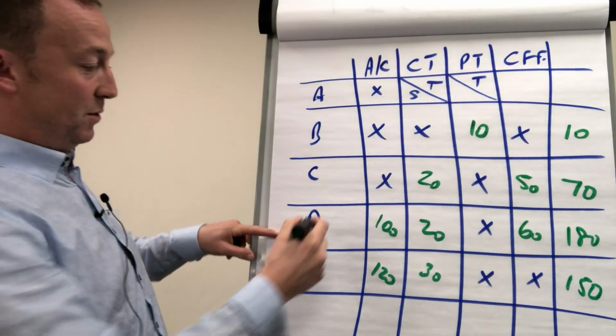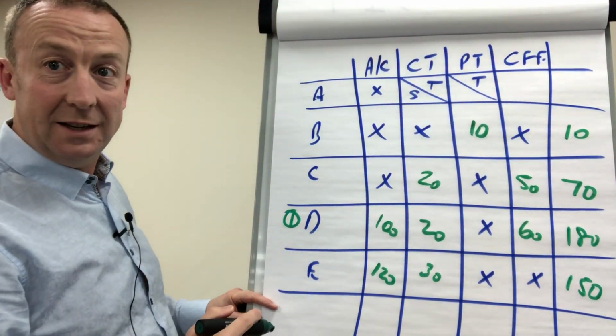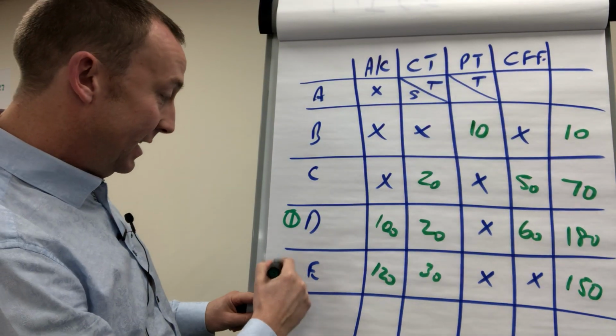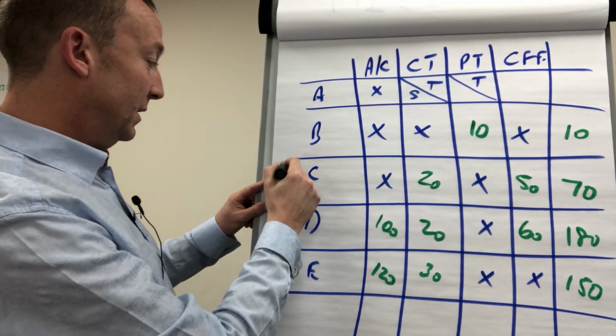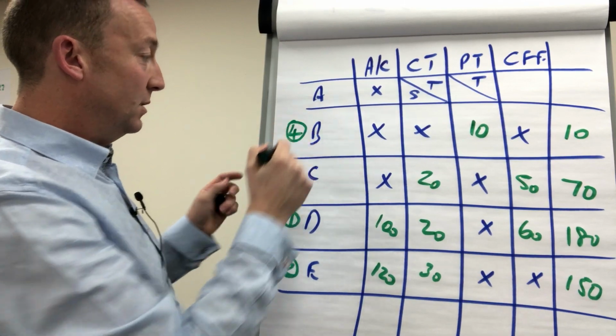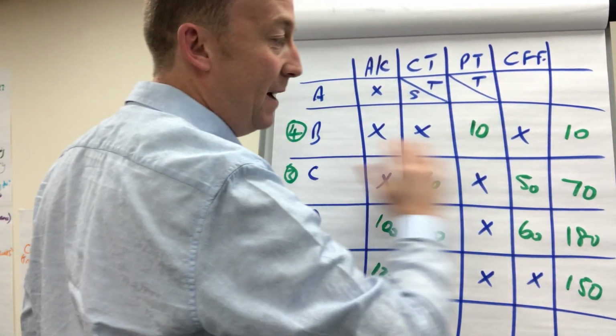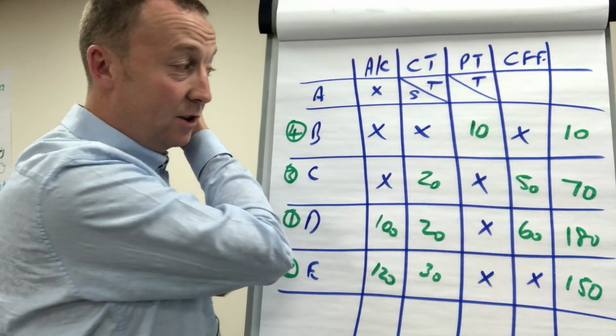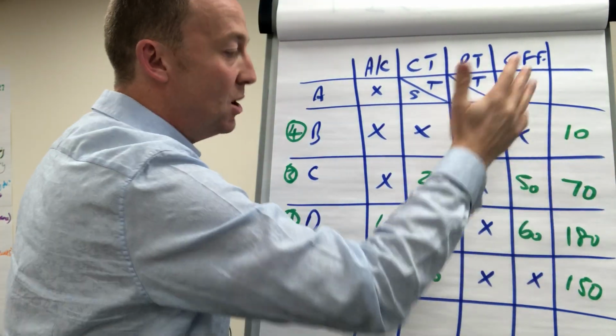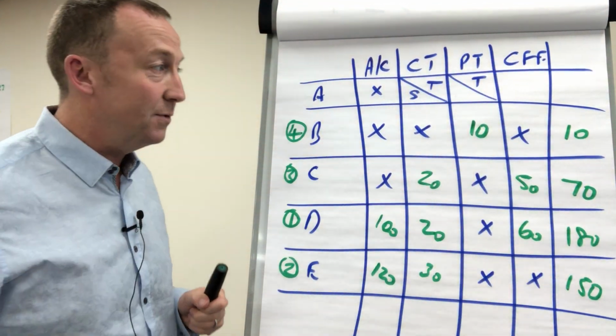So this means that we would probably speak to number D first, we would speak to E second, and then we would go to C, and then we would go to B. So by working the values out, either turnover or profit, across the page, across the matrix, we can work out what client to speak to first.